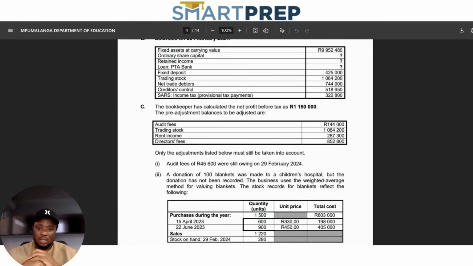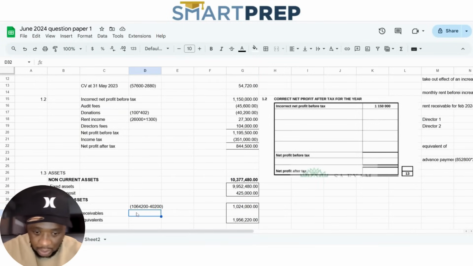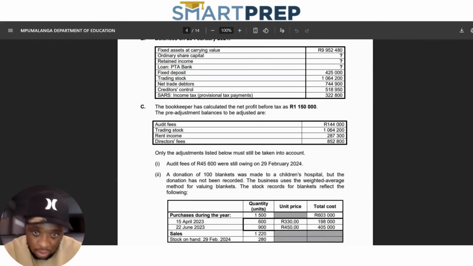Now let's get into the things that actually do affect trade and other receivables. Firstly, we're given net trade debtors. The fact that they gave us net trade debtors means that there's already a subtraction of the provision for bad debts, because when you have net trade debtors, it means that you took your debtors control and subtracted your provision for bad debts. So in this case, we don't need to work out any provision for bad debts, but we're going to open a bracket and say the amount that you're going to be starting with is 744,900. And let me also just make sure that I got it right.